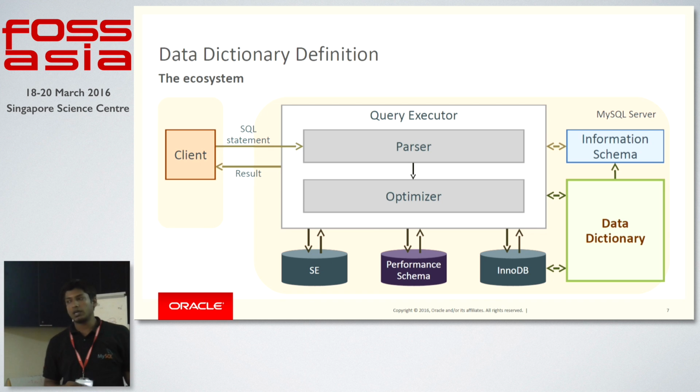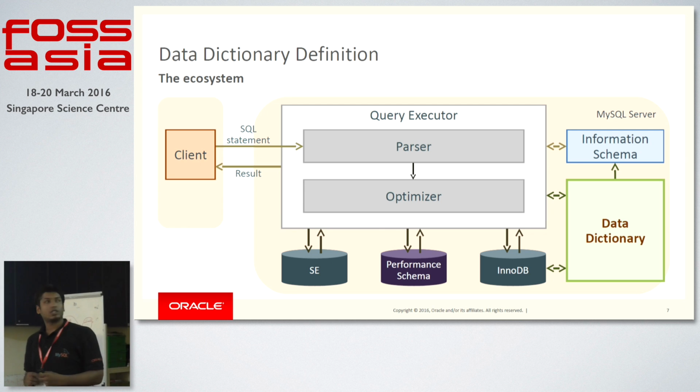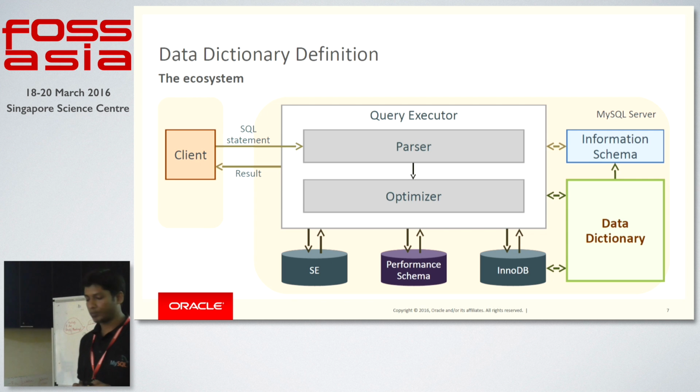The information schema stores or shows the metadata whenever requested by the user, and it directly queries the data dictionary to fetch the data. InnoDB and other storage engines may use the data dictionary to store any specific data only used by the storage engine.